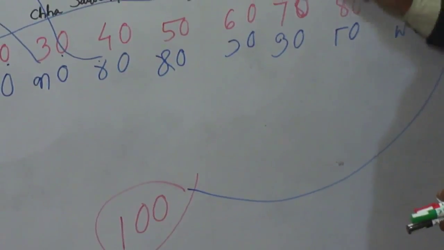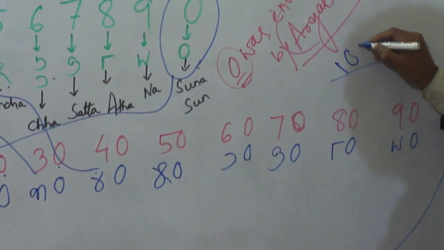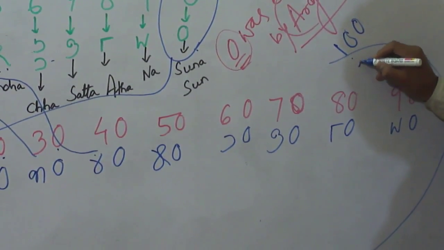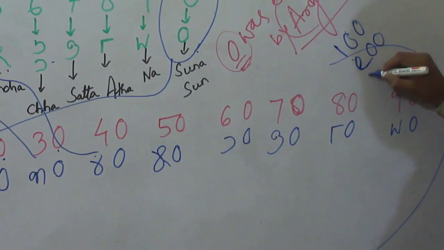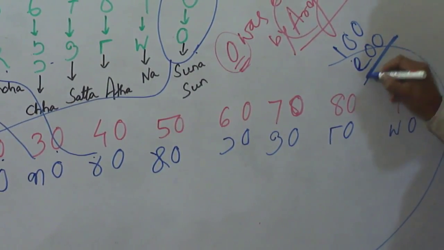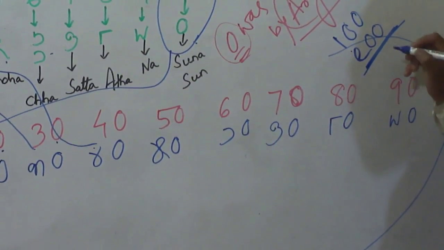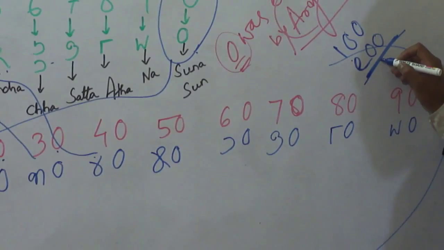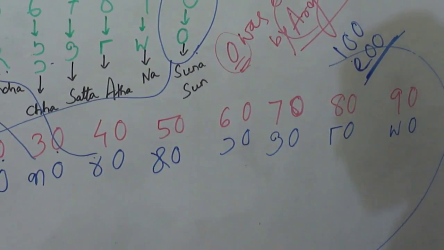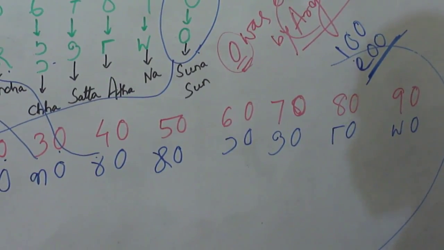And 100, I can write 1, 0, 0, 100. So 1 is like this, and 0. Eka Sapta, Eka Sapta. Sapta means 100. So Eka Sapta, 100. It will be better if I write it more elaborately.